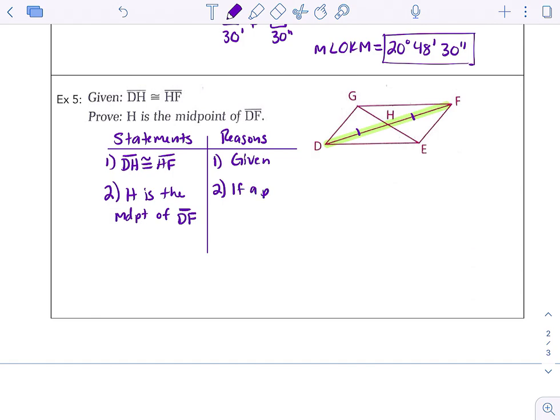Here we go. If a point divides a segment into two congruent segments, then the point is a midpoint. And that is our stating of the definition of a midpoint. And this is our conclusion of our examples in notes 1.5.